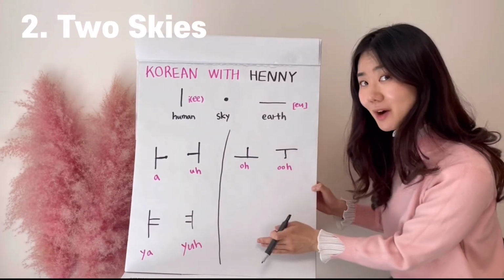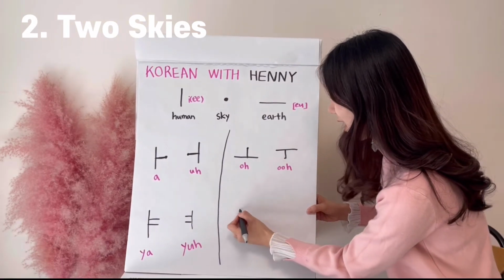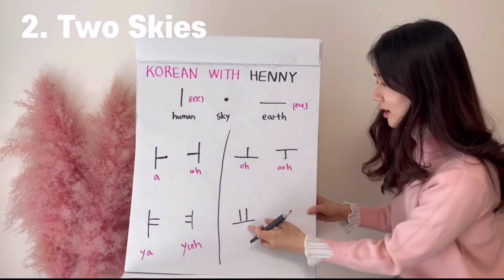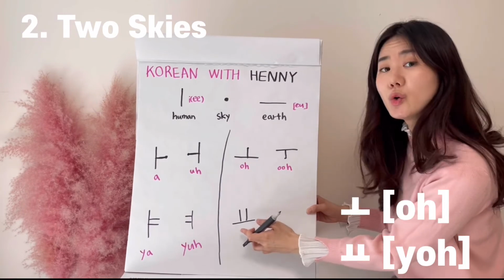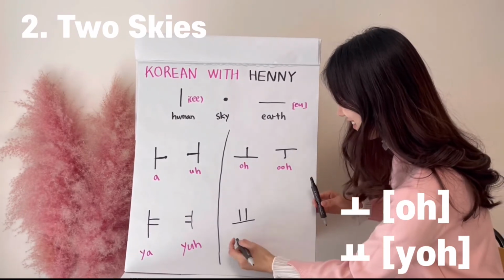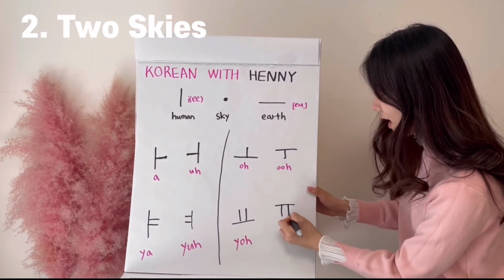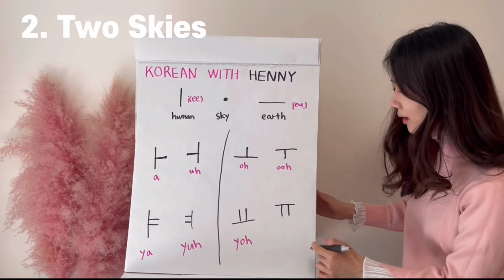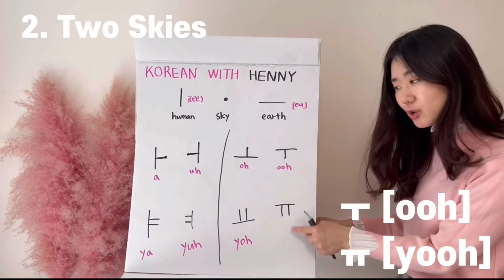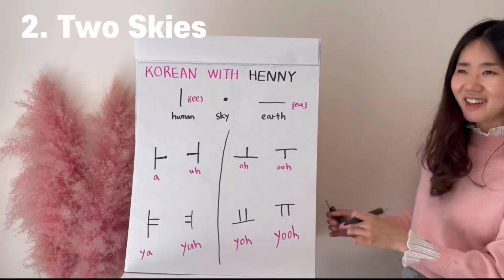Can you guess what I'm gonna write? Okay, I'm gonna write 2 skies above earth. Yo, that's right. Good job. And add another sky, two skies on the bottom, it's you. That's right. U, you. Good job.